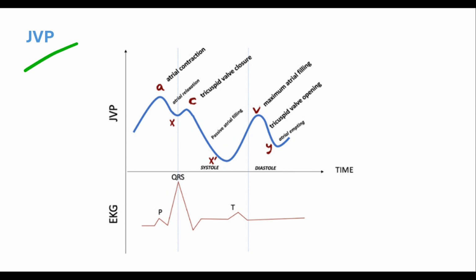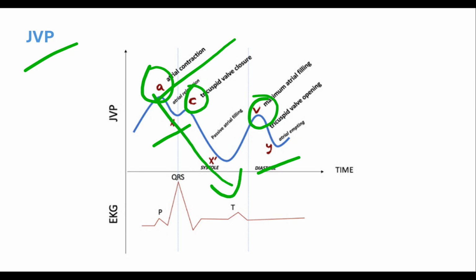Now let's see JVP. We have earlier discussed that JVP is a reflection of right atrial pressure changes. It has an A wave, a C wave, a V wave, an X descent, and a Y descent. What is the basis of these waves? The A wave is atrial contraction. After the atria empty all their blood into the ventricle, the AV valves, that is the mitral and tricuspid, close, and the pressure inside the atria starts to drop. That is when you have the X descent.